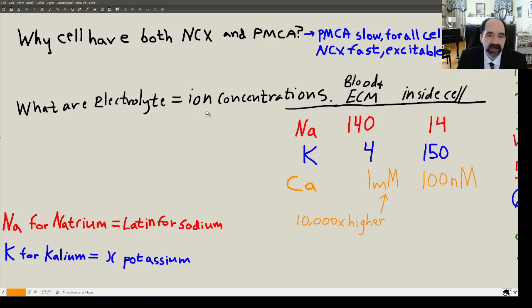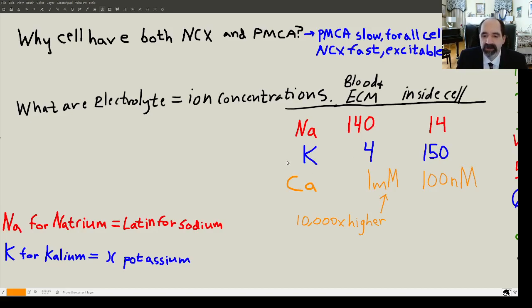What electrolyte ion concentrations are present in the blood and extracellular matrix, ECM, or inside the cell? This is what we talked about. The sodium electrochemical gradient typically is about 140 outside the cell, 14 inside the cell. So it wants to equalize this tremendous, tenfold gradient. And it's the opposite gradient for potassium. It's about 4 outside the cell. When you do a blood test, you're going to get a sodium of about 140 and a potassium of about 4. Inside the cell, the potassium is about 150.